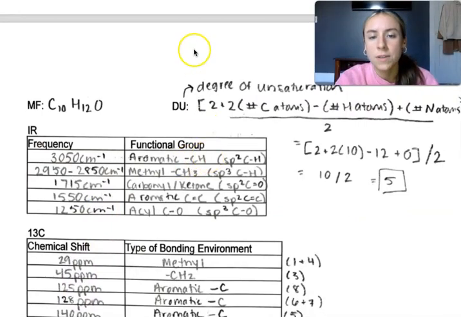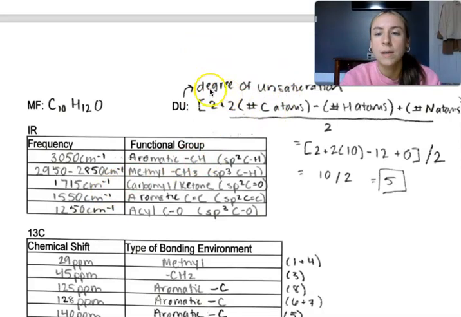So first I found the degrees of unsaturation. That would be using this equation here: 2 plus 2 times the number of carbon atoms minus the number of hydrogen atoms plus the number of nitrogen atoms, all divided by 2. I have 10 carbon, 12 hydrogen, no nitrogen. Divide that by 2, I got 5. So 5 degrees of unsaturation. The molecular formula, again, is C10H12O.